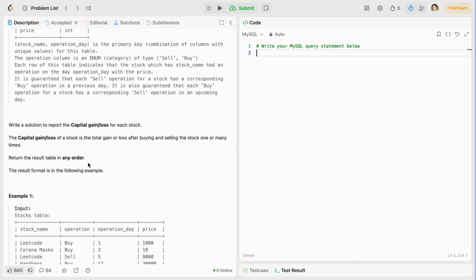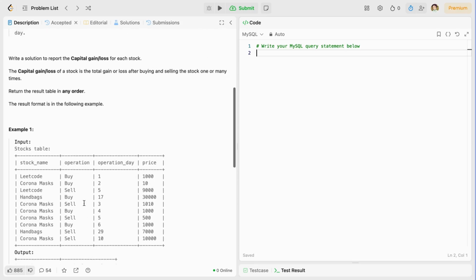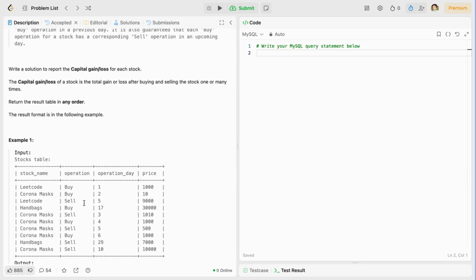So what we can do is go through the example and understand this problem much more clearly, then we can write the SQL query for the same. In example one, they have given an input table, Stocks, which has four columns: stock name, operation, operation day and price. So you have a stock named Leetcode. The operation is buy, and on operation day one it was bought for 1,000.